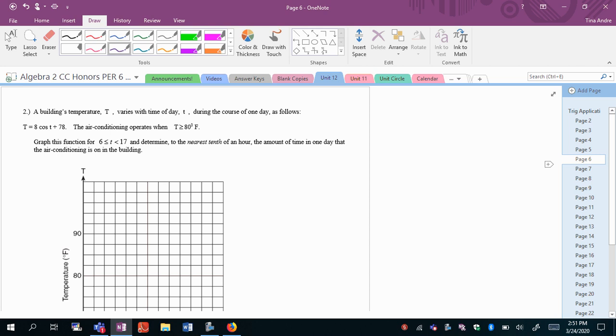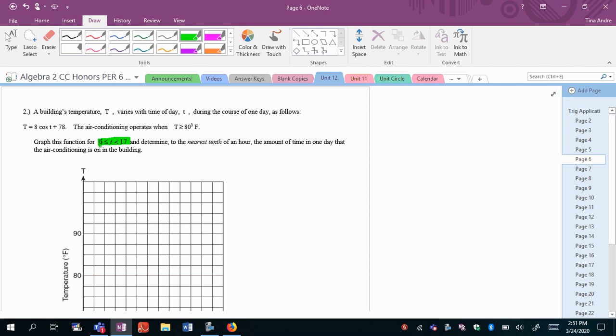So I'm going to go ahead to the next page here. And on the next page, I have a graph that's talking about a building's temperature. So it's varying with the time of day during the course of one day, as follows by this equation. The air conditioning operates when T is greater than or equal to 80 degrees Fahrenheit. Our goal here is to graph the function for our time being between 6 and 17 and determine to the nearest tenth of an hour the amount of time in one day that the air conditioning is on in the building.